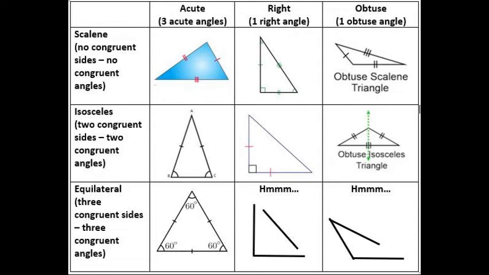You can pause if you need to, or you can keep listening. Why is it that an equilateral right triangle isn't possible? Why is it that an obtuse equilateral triangle isn't possible? What do you notice about my pictures?